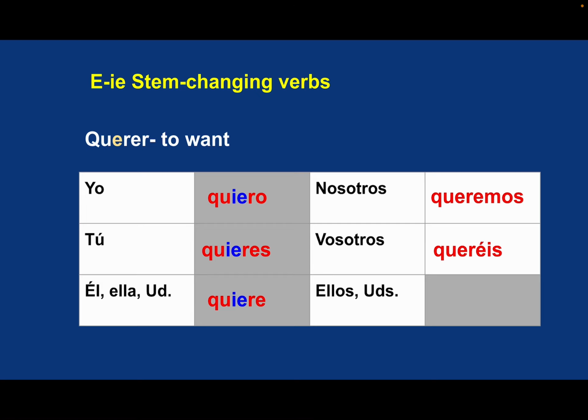But ellos, ellas, and ustedes, that's the toe of the boot. So you're still in the boot. Then you're going to have to get the shift. So E's going to change to IE here. Quieren. Altogether, it's the present tense of to want. I want, you want, he wants, they want, we want, all that fun stuff.